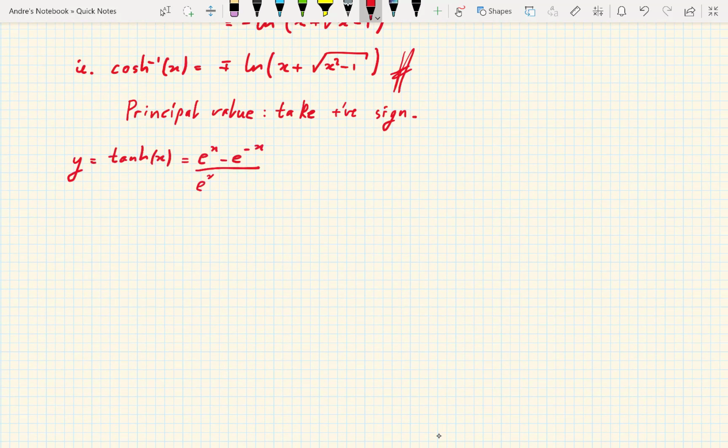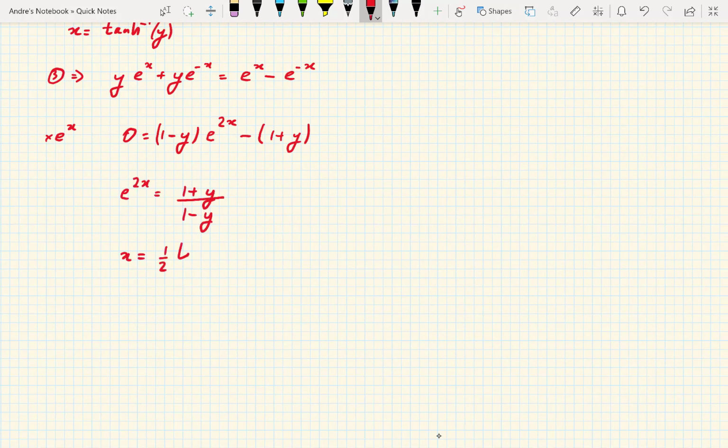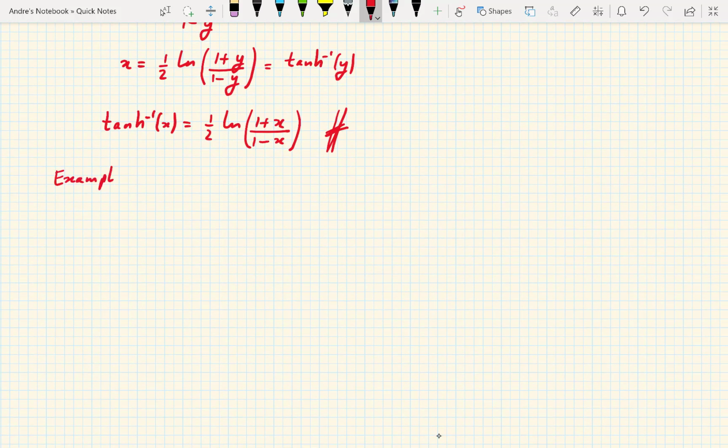The derivation of inverse tanh is the same but easier. While there's an e to the 2x term, there is no e to the x term, so only one solution and no need for the quadratic formula. We conclude with a few simple examples.